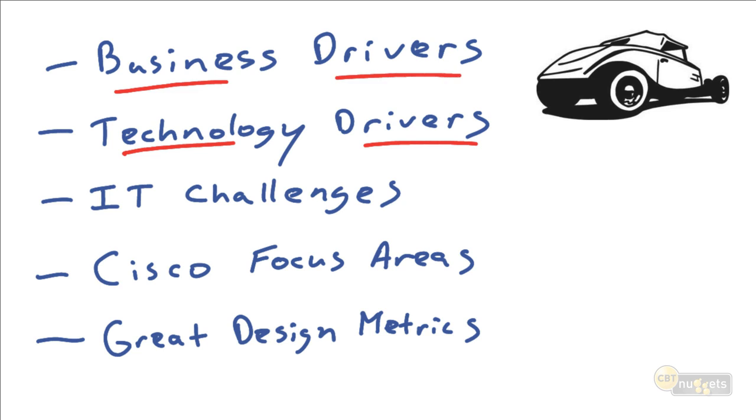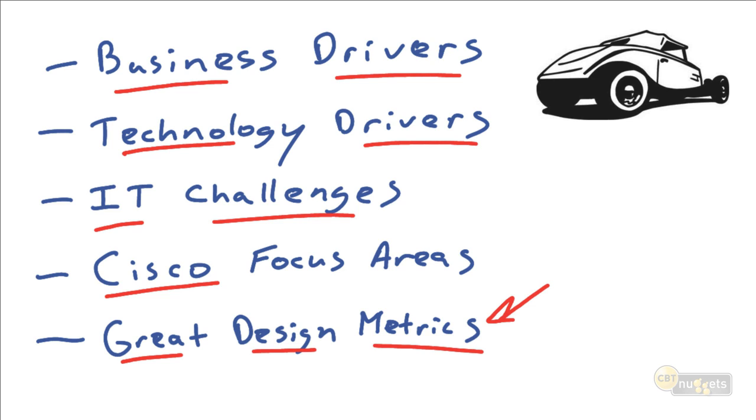drivers. We want to make sure that when we design the network, we're not just designing it to take advantage of the latest, greatest, exciting technologies. We want to make sure that we are designing the network to really benefit the organization. We'll talk about some information technology challenges that we have today that really can influence our designs. We'll see what areas Cisco has been focusing on lately, and we'll wrap up this nugget by taking a look at ways in which you can measure.